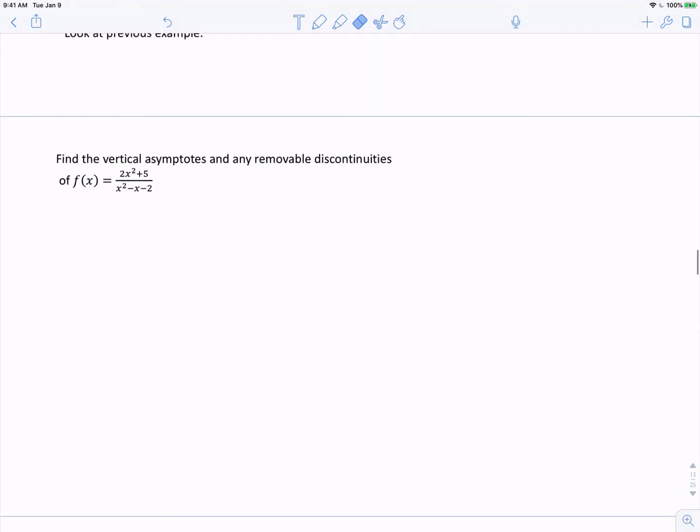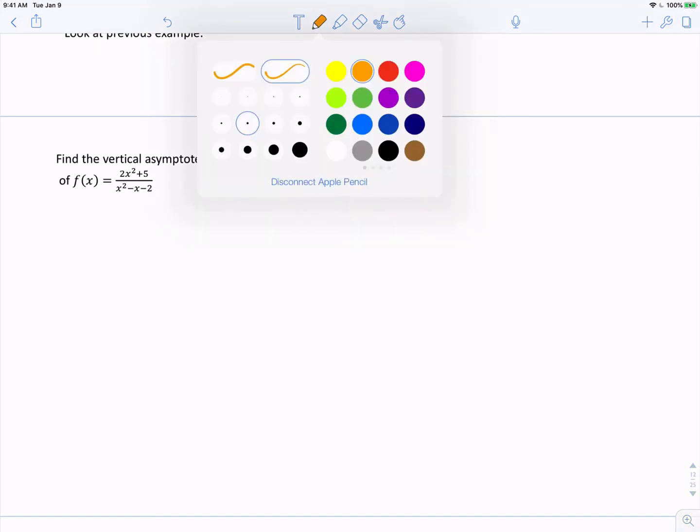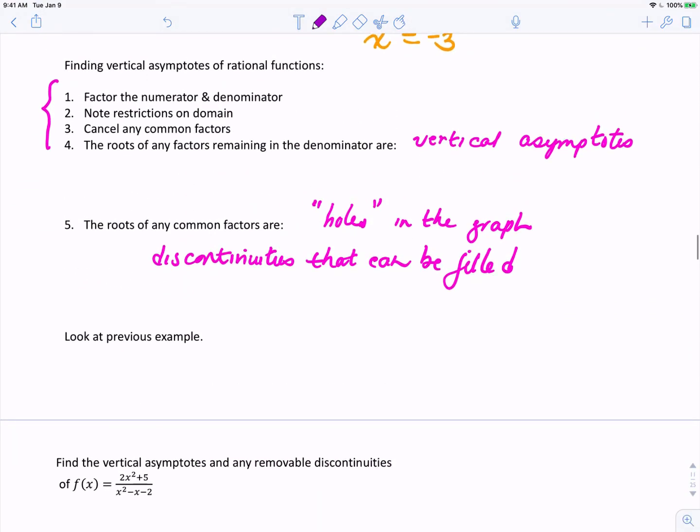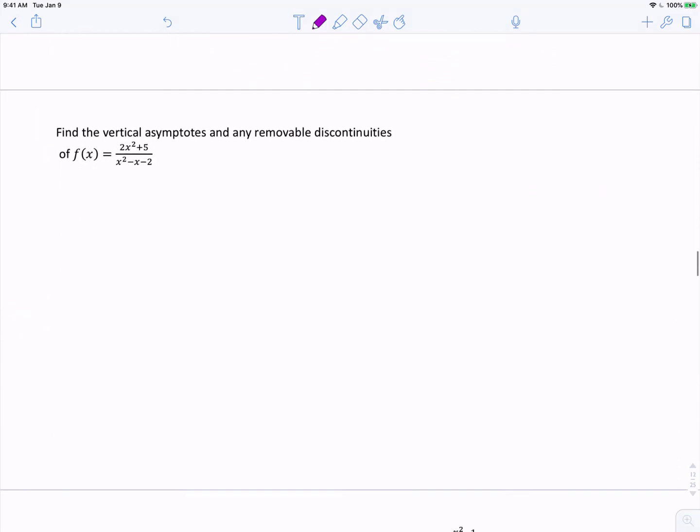Find the vertical asymptotes and any removable discontinuities of f of x is equal to 2x squared plus 5 over x squared minus x minus 2. All right, so if we took a look at this function and look at our steps here, the first thing we're going to do is factor the numerator and denominator, noting any restrictions on the domain. We'll cancel any common factors, and then we'll look for any roots.